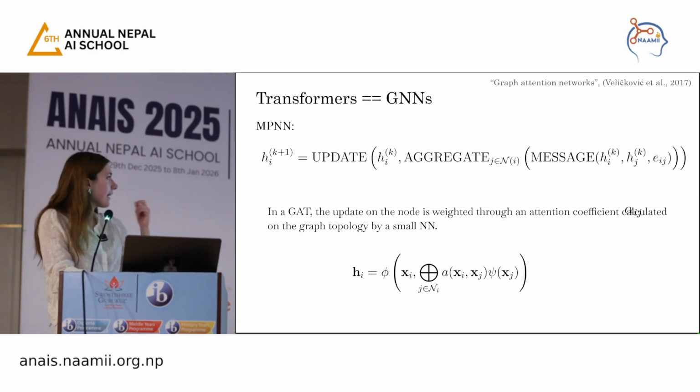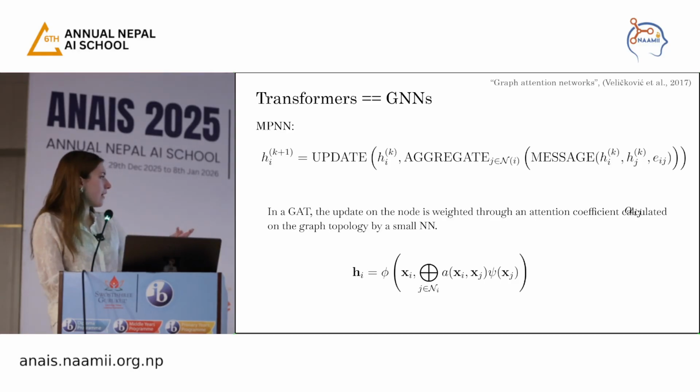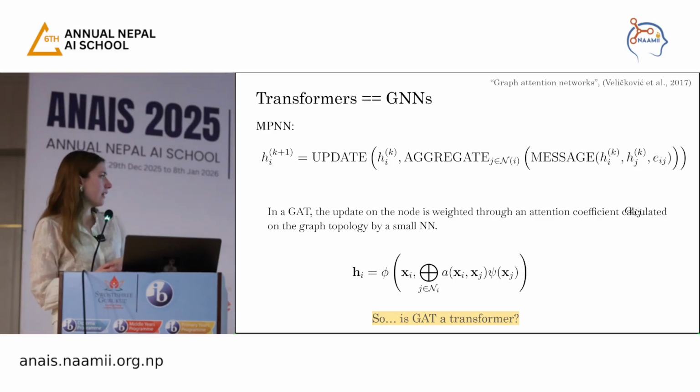Now, in a GAT, which is a particular type of GNN, there is a way of adding a coefficient that scales the impact of the neighborhood in the aggregation of the message. And you might ask, now that I have this coefficient and I'm attending in a different way to my different neighbors, is this a transformer? No. So what is missing between a GAT and a transformer?